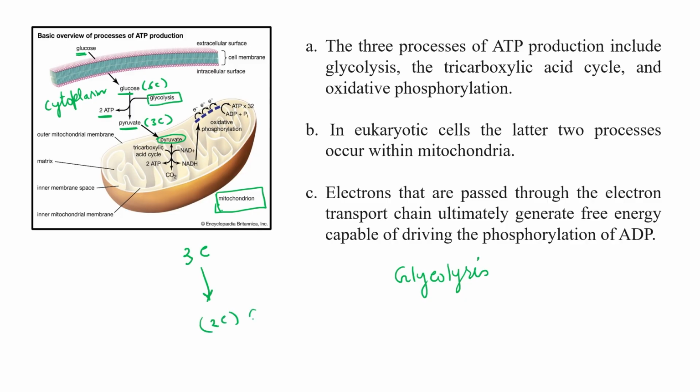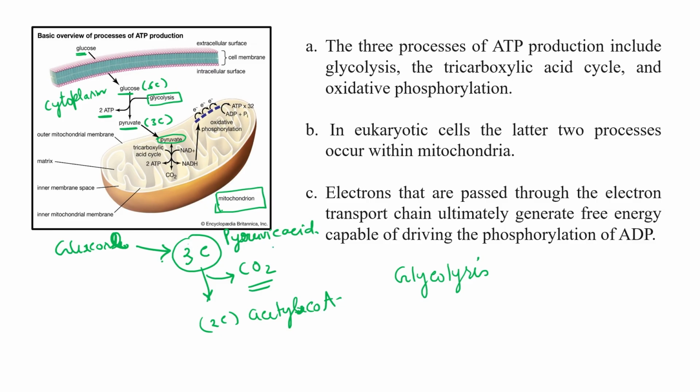It will convert into acetyl coenzyme A. So how will it convert? It must release one carbon from itself as carbon dioxide, right? So first glucose to pyruvic acid, okay, then pyruvic acid to acetyl coenzyme A. The first part is known as glycolysis.